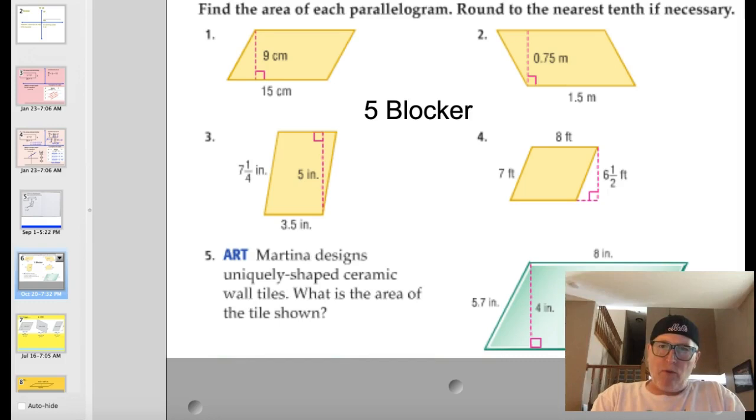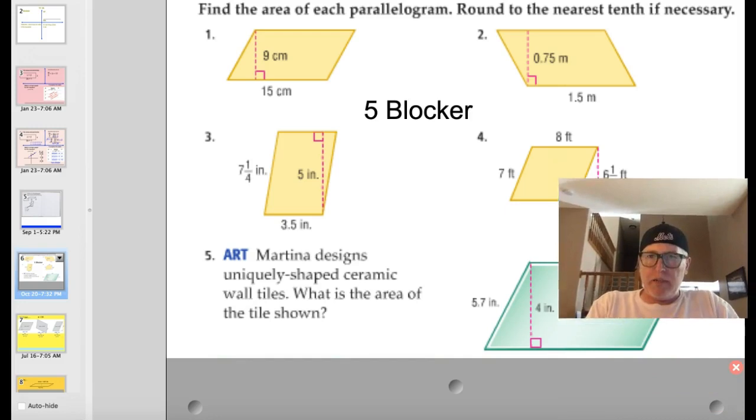Take a look at number 4. Go ahead and do that one. Got a base of 8. You got a height of 6.5. Should have had 52 feet squared. And the last one. Move myself so you can take a peek at it.